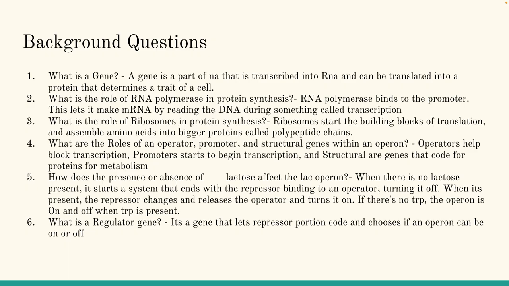Okay, so first of all, what is a gene? A gene is a part of a DNA strand that is transcribed into RNA and can be translated into a protein that determines the trait of a cell. What is the role of RNA polymerase in protein synthesis? RNA polymerase binds to the promoter. This helps it make mRNA by reading DNA during transcription. What is the role of ribosomes in protein synthesis? Ribosomes are the site of translation and assemble amino acids into bigger proteins called polypeptide chains.